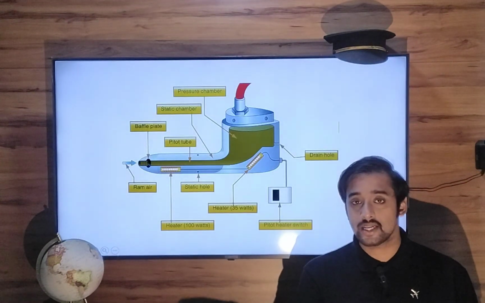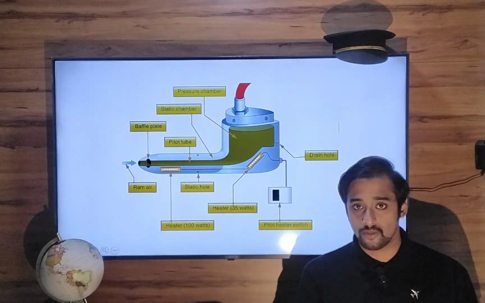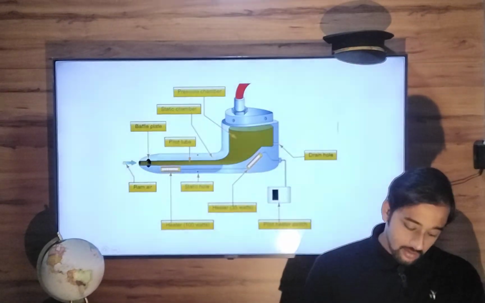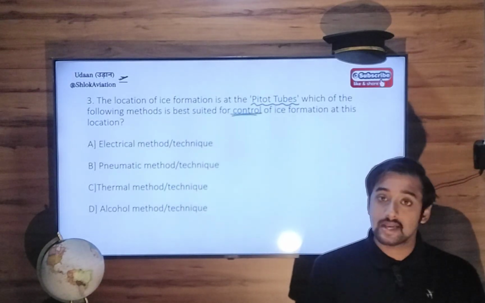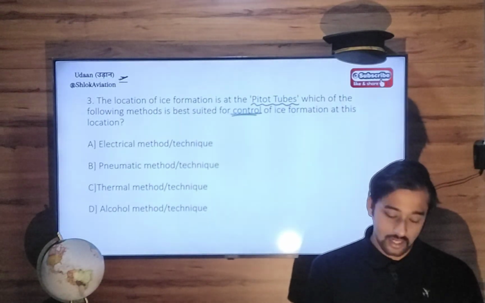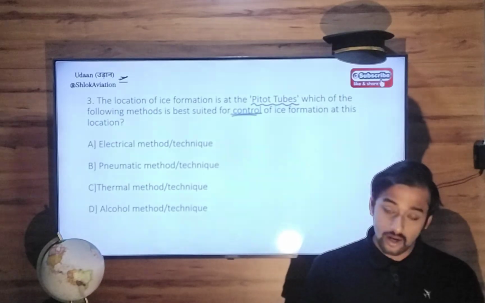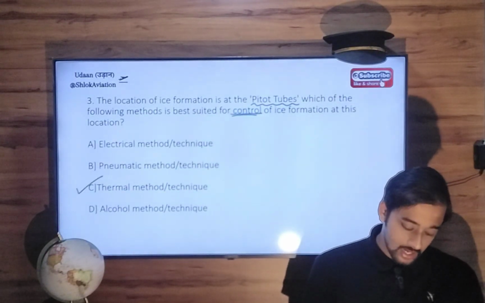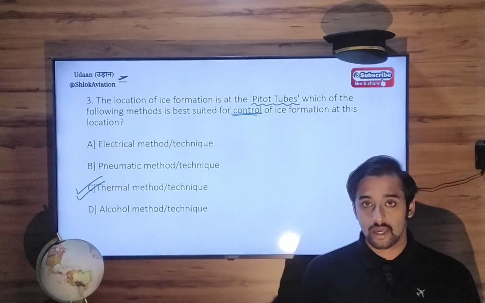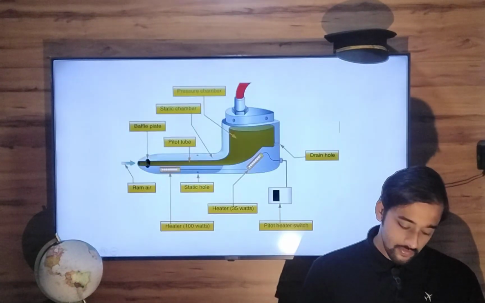Next thing, pitot tube is an anti-icing instrument. It's not a de-icing instrument, it's an anti-icing instrument. So, pitot tube is prevented from icing by use of electrical method, pneumatic method, thermal method, alcoholic method. So, correct option is Charlie. It is thermal method. Okay, remember that.